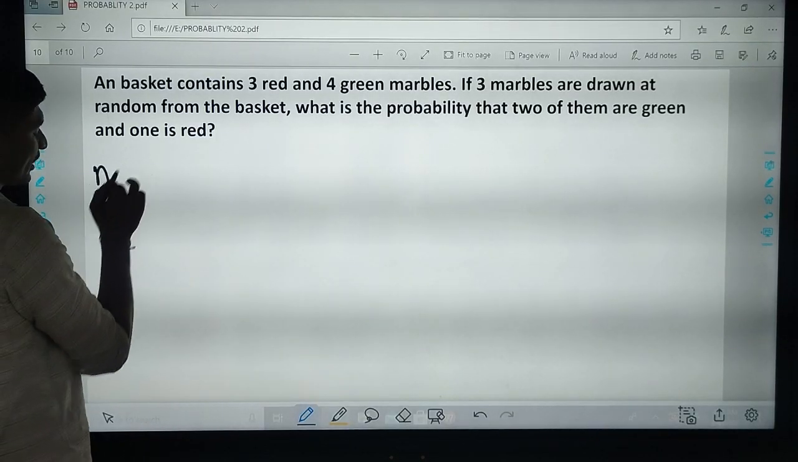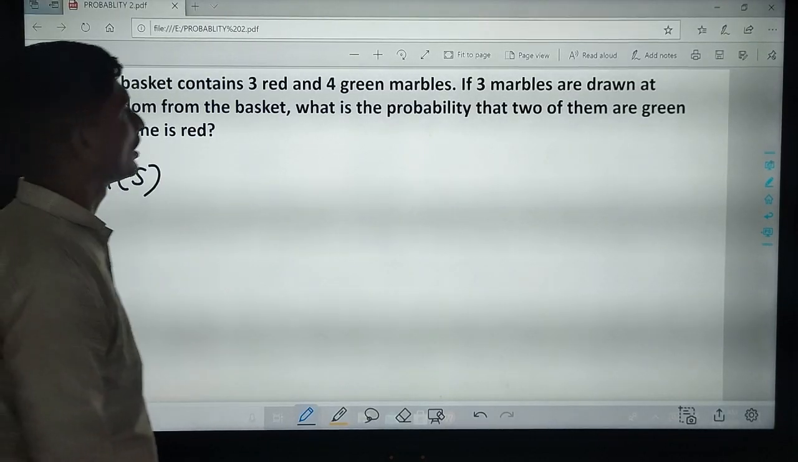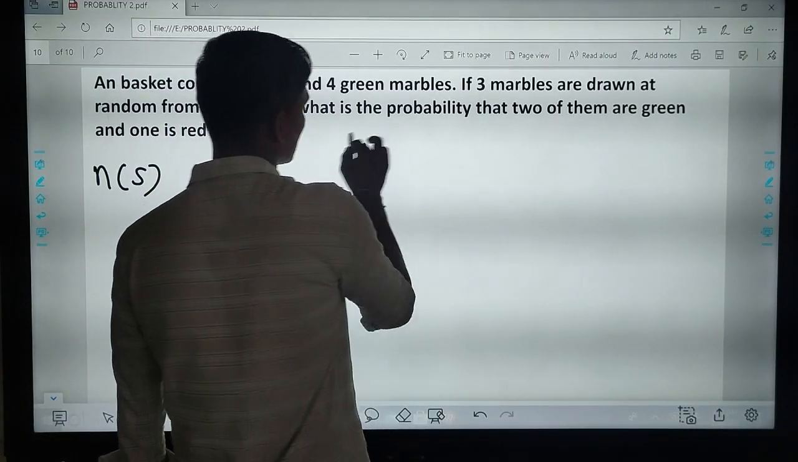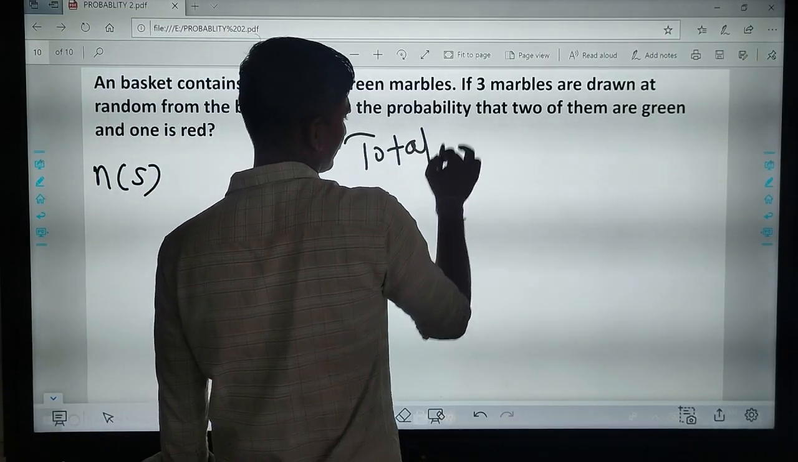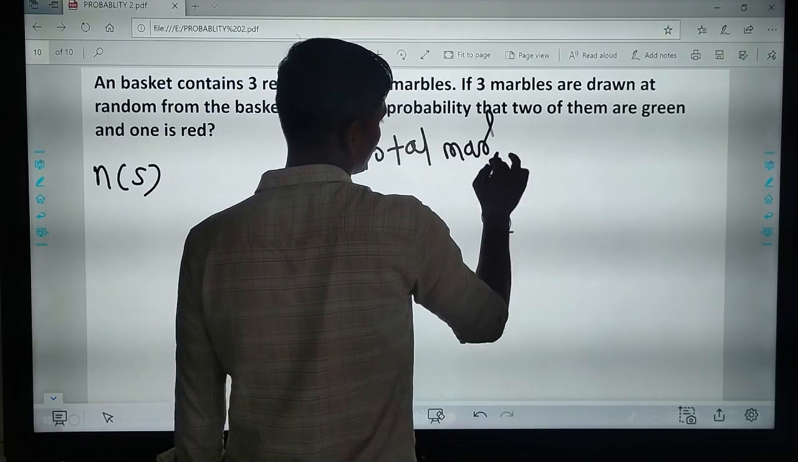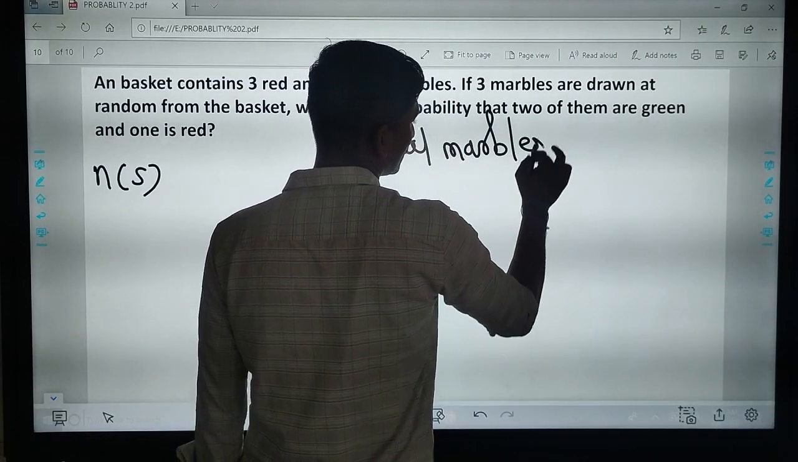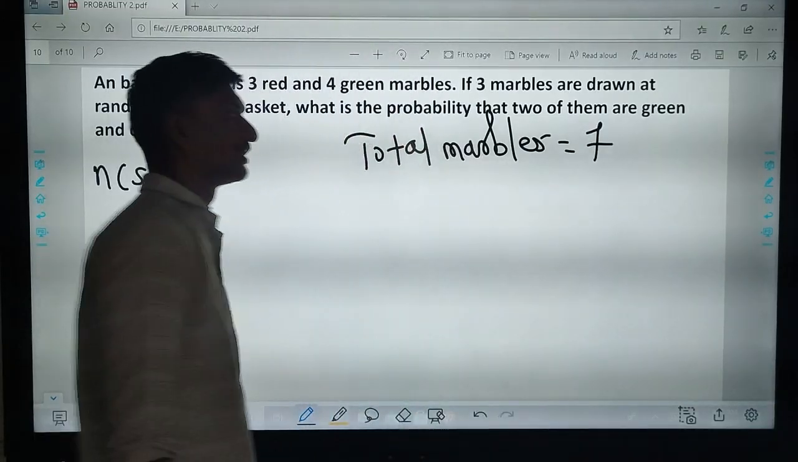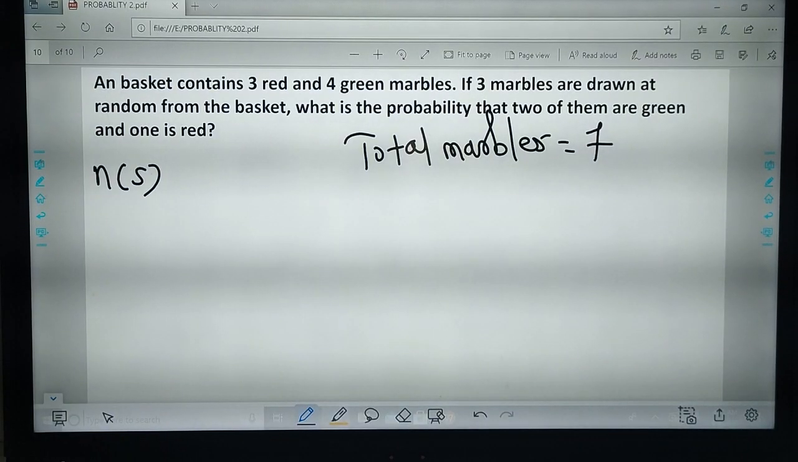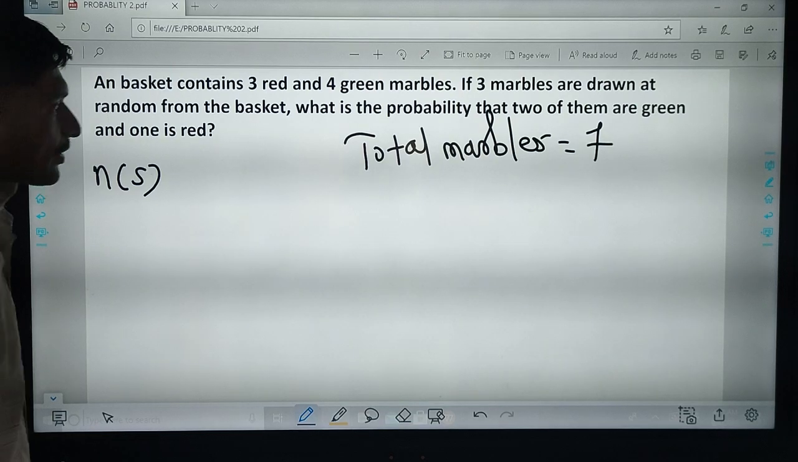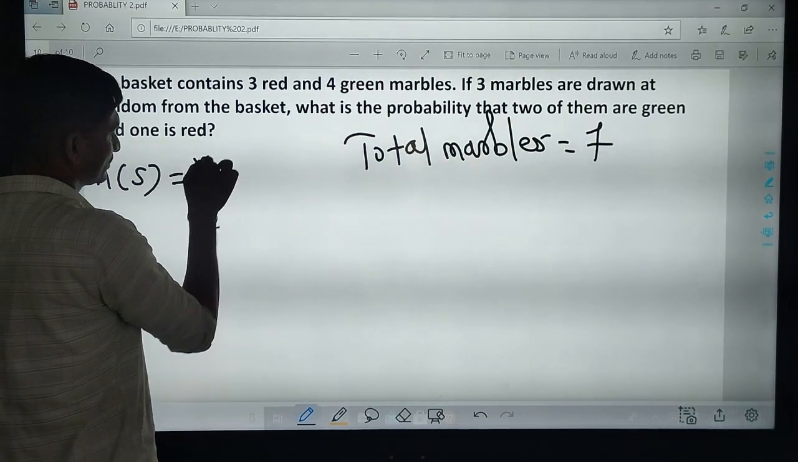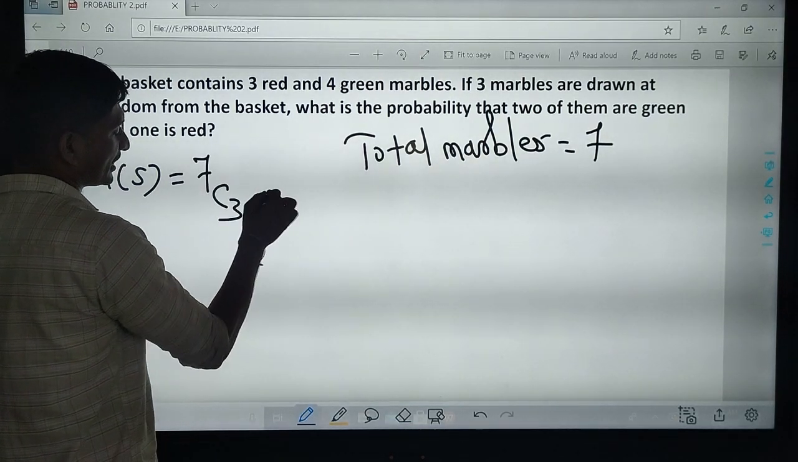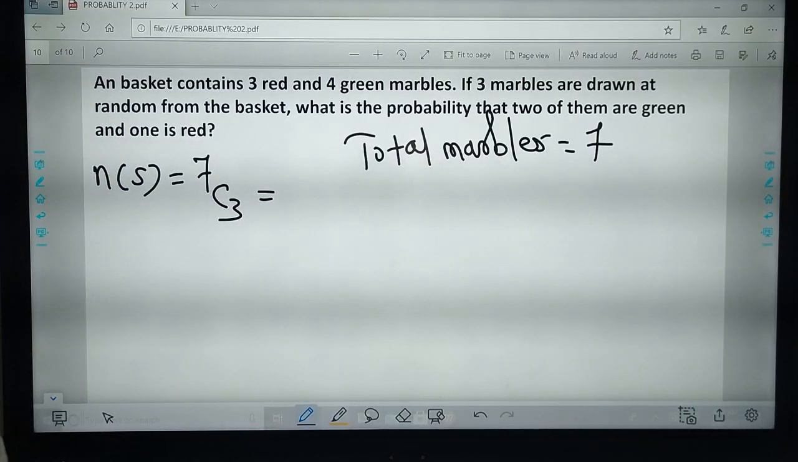First you will find n of S. Then total marbles are 3 plus 4 is 7. Now here from 7 we draw 3 marbles, by 7C3. We find the value of 7C3.